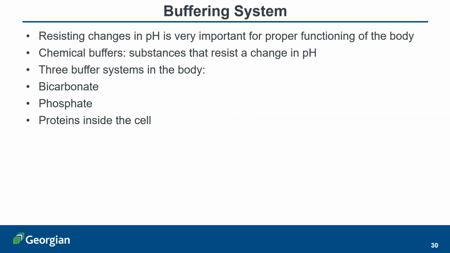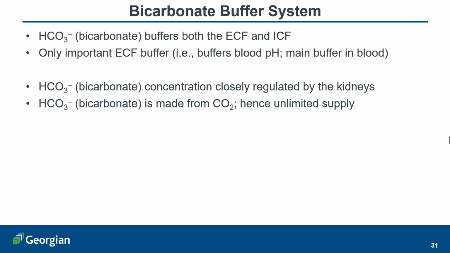Before we move on to the actual regulation of acid-base balance in the body, we should discuss the buffering systems that are present in our body. Buffers are very important because they resist the change in pH, and as we saw, acidity affects the protein structure so much that we could have huge swings in pH on a second-to-second basis. Consequently, we need buffers. A chemical buffer is a substance that resists the change in the pH. There are three buffer systems in the body: the bicarbonate system, the phosphate buffer system, as well as proteins inside the cell. Bicarbonate buffers both the ECF and the ICF, however, it is the only important ECF buffer.